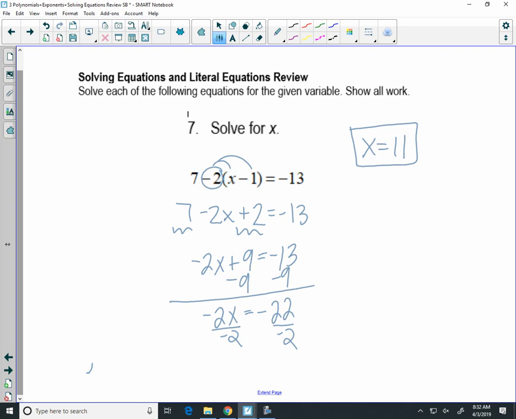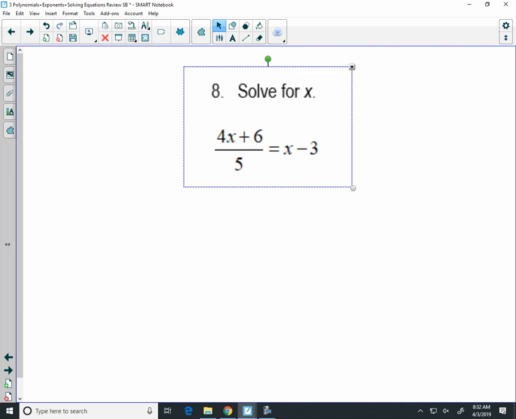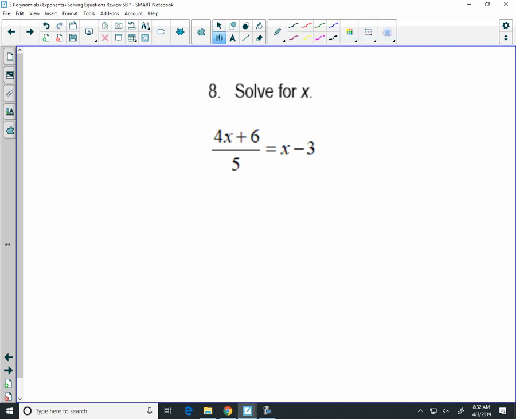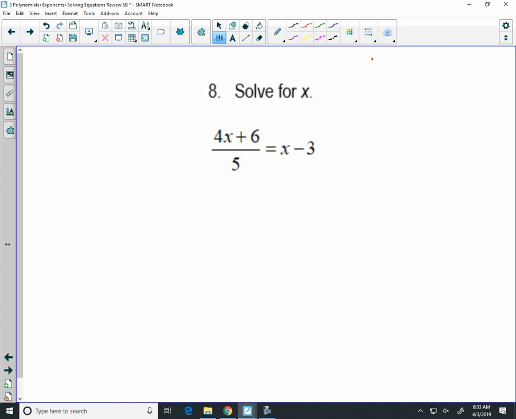The fraction-y ones are kind of the problem that we found the most challenging at the beginning of the year. So remember, the first thing to do here is try to get rid of that fraction. And a fraction is just a division problem. So if I'm going to get rid of this 5, I'm going to multiply by it and it's going to cancel. What I do to one side of my equation, I have to do to the other. And with multiplication, I have to do it to every term.